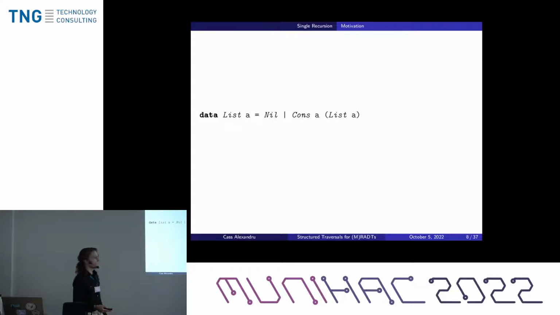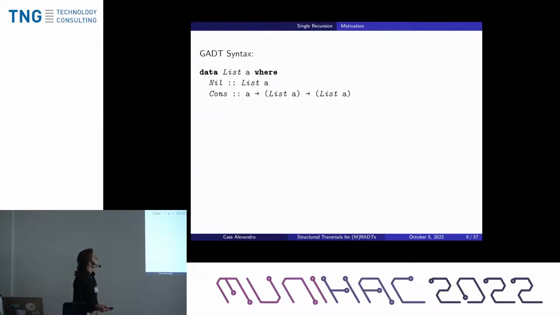Another way to write the list data type that you may have seen is with GADT syntax, where we actually write the constructors as functions that take arguments and go to the data type. So this is one way of looking at constructors that actually makes them look more like those functions that we said replace the constructors. And actually, in this talk, I will be rewriting things a lot to show how they are similar to other things. So this will be a common theme in the presentation.